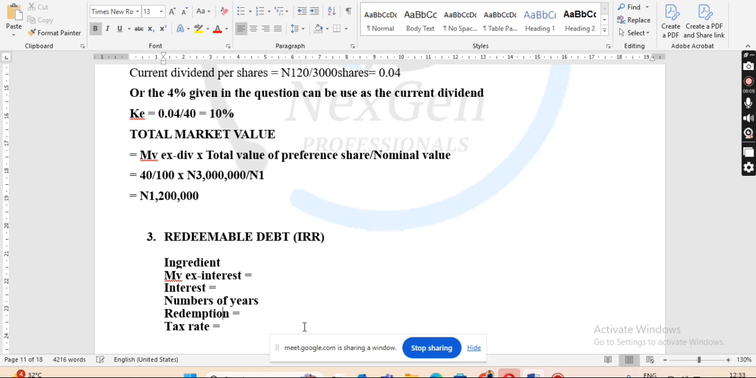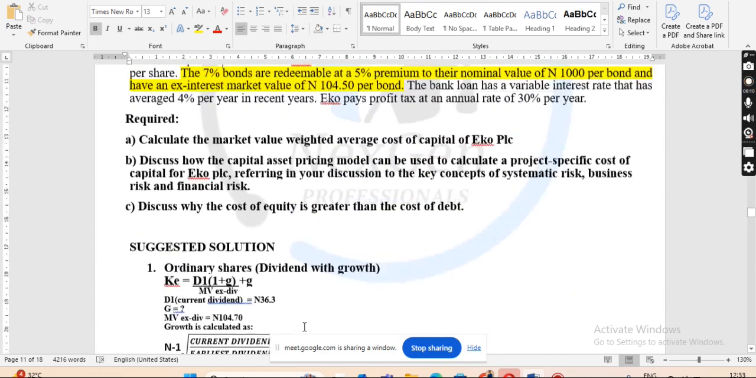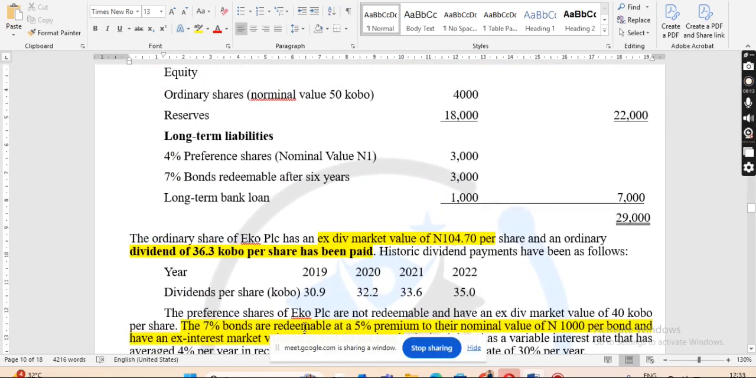The tax rate class. Now, let's quickly go back to the question and identify our interest rate so that we can move further. The interest rate is 7% being placed on the bond. Establish that. The redemption is at premium, which means we add 5% to our nominal value, so it will be 5% above the 1,000 naira. We are adding 5% to our 1,000 naira per pound.